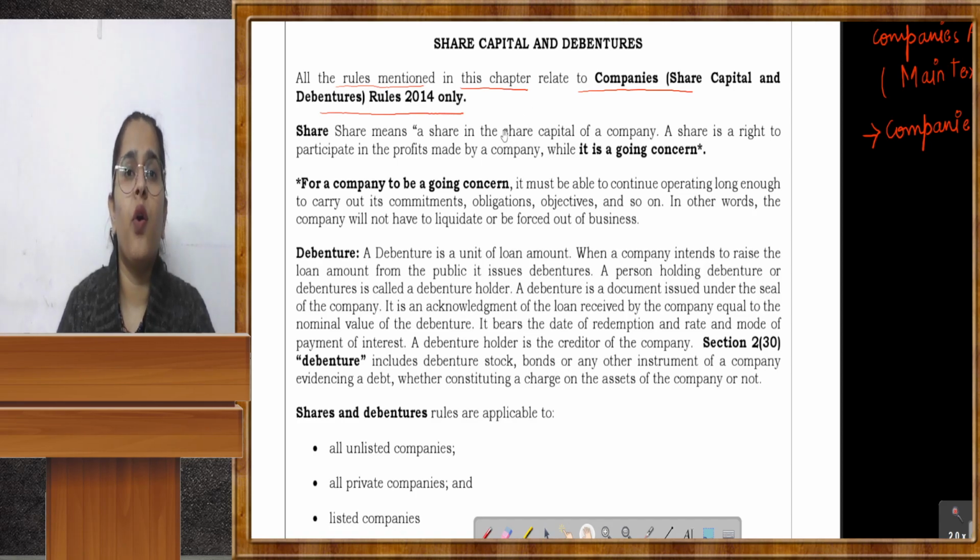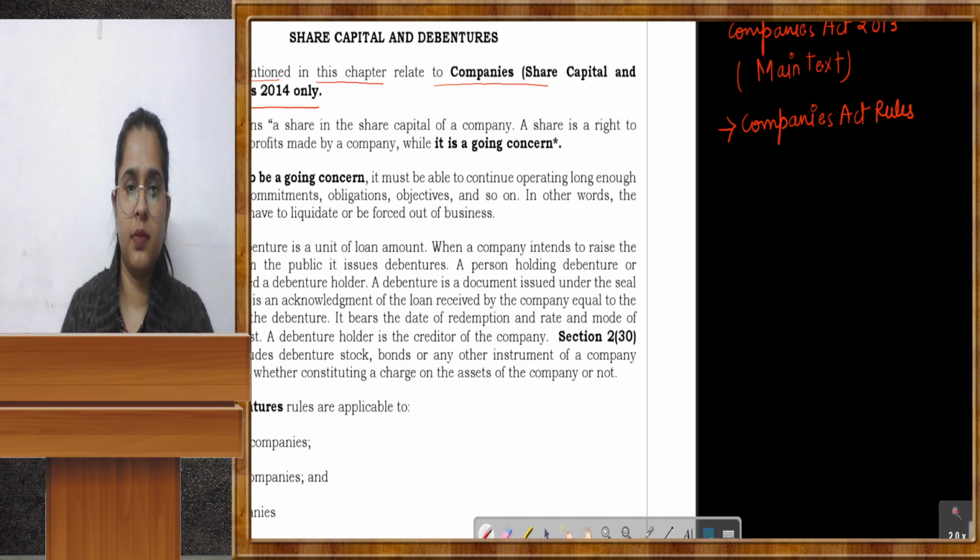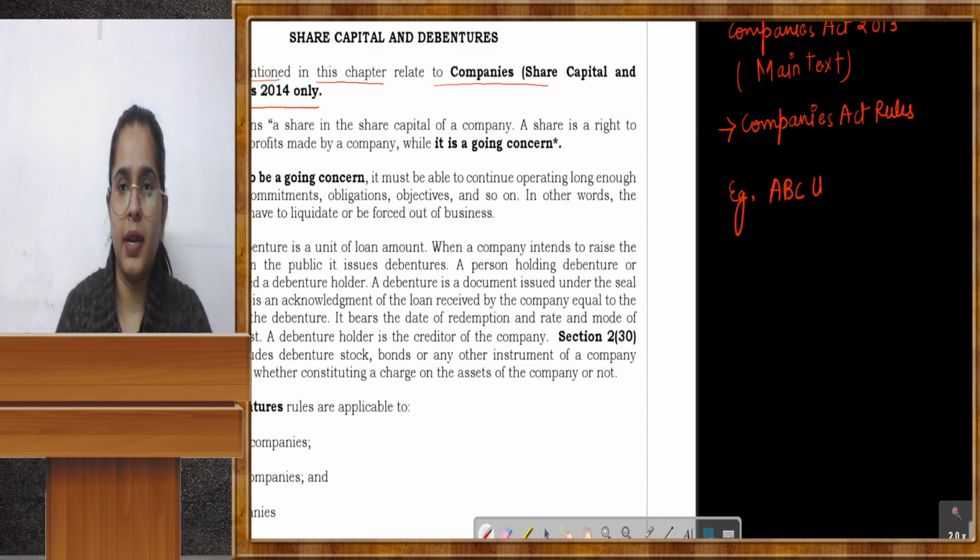Moving on, the first thing we need to understand is the meaning of share. Whenever a new company starts, it needs funds to start, right? So let's say there is a company, for example, named ABC Limited. It has newly started, right? So its capital is rupee 1 lakh.